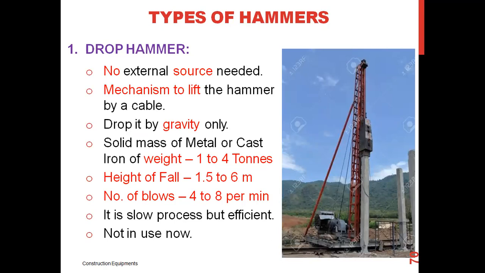So the solid mass of metal or cast iron weighs about 1 to 4 tons. The height of the fall is 1.5 to 6 meters. The number of blows per minute is about 4 to 8, depending upon the height to which the hammer is lifted by the help of the cable. It is a slow process but an efficient one to drive the pile into the ground, and it is not in use nowadays.